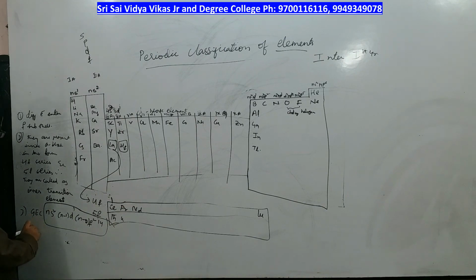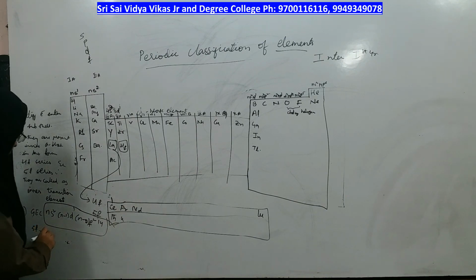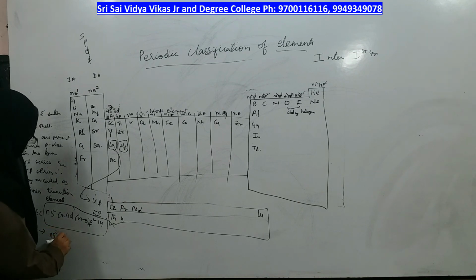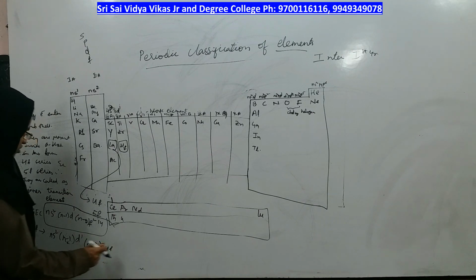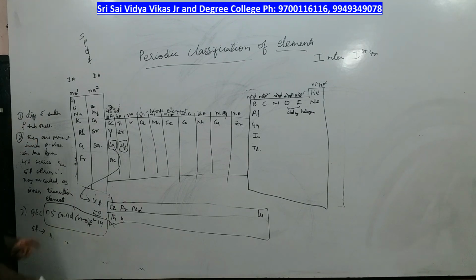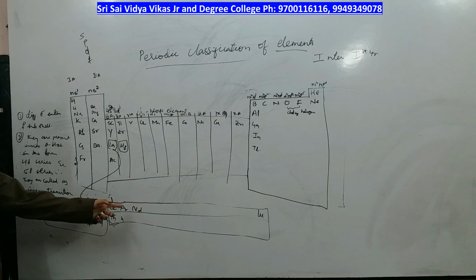Same way for the 5f series, the same valence electronic configuration. For the 4f series, 6s2 5d1 4f1 to 14 is for the 4f series, and 7s2 6d1 5f1 to 14 is for the 5f series. This is the electronic configuration generally for f block elements, right.